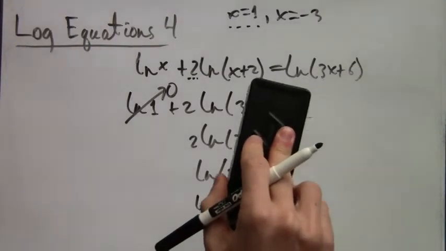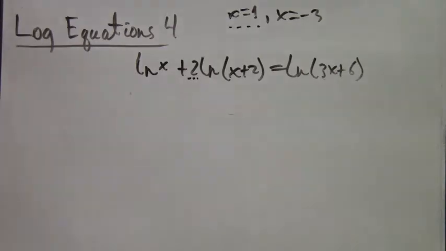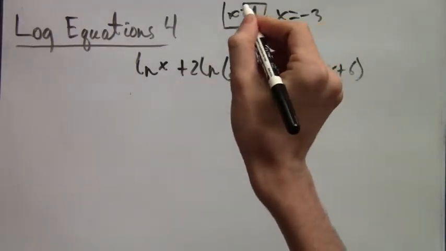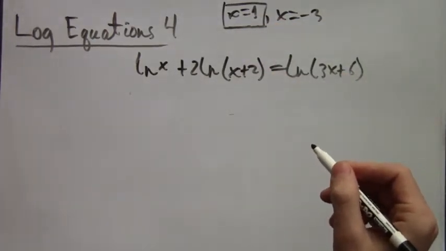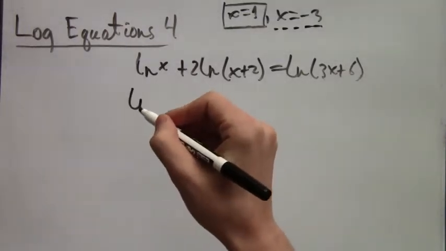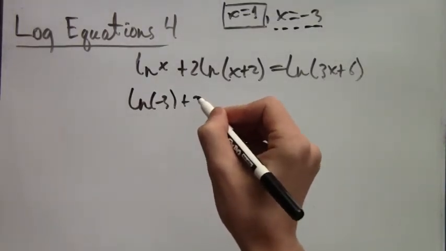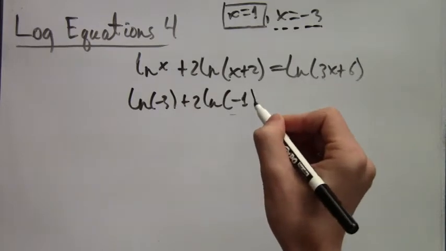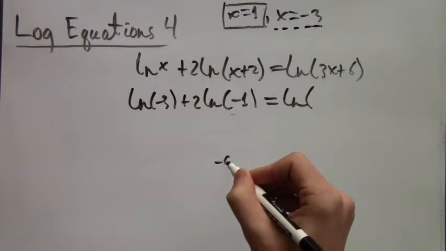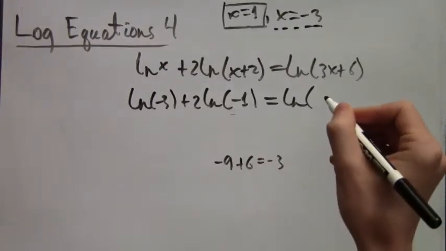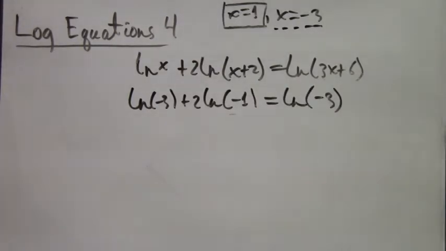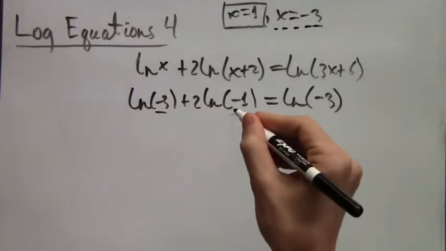What happens if we plug in x equals negative 3? Then we get natural log of negative 3 plus 2 natural log of negative 1 equals natural log of 3 times negative 3, which is negative 9, and then we add 6 and we get negative 3. So we get ln of negative 3 plus 2 ln of negative 1 equals ln of negative 3.